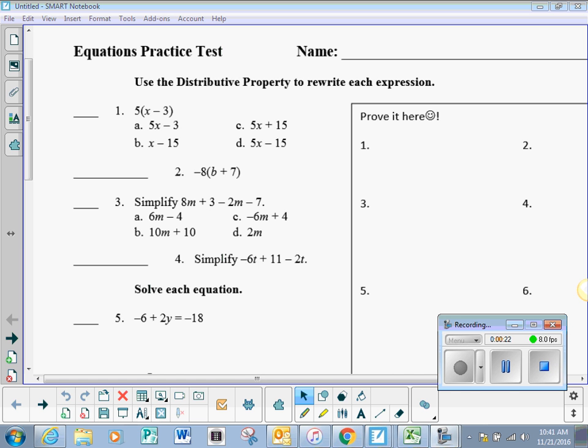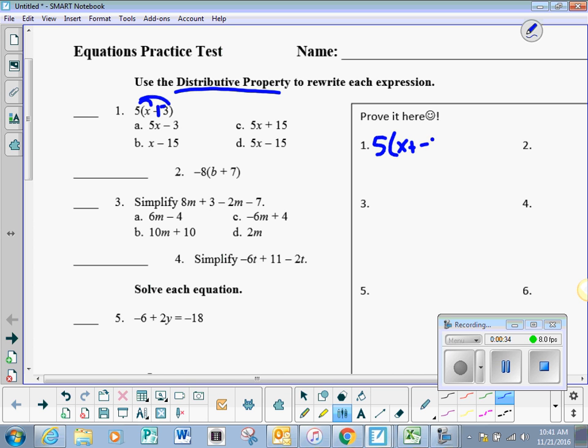Number one, it says use the distributive property, so I'm going to multiply what's on the outside by everything on the inside. Remember that's 5 times x plus a negative 3. So that is 5 times x plus 5 times a negative 3, which is 5x plus negative 15, or minus 15, that's b. Number 2, you do the same thing and you get negative 8b plus a negative 56, or minus 56. The signs have to be exactly that way.